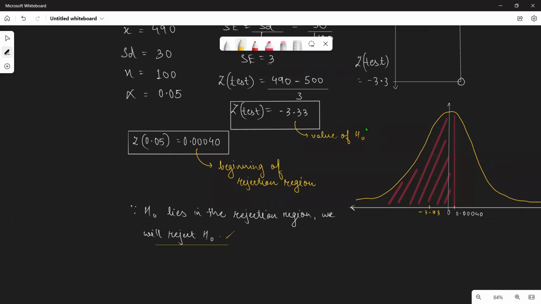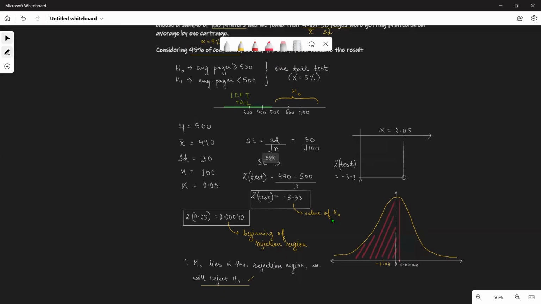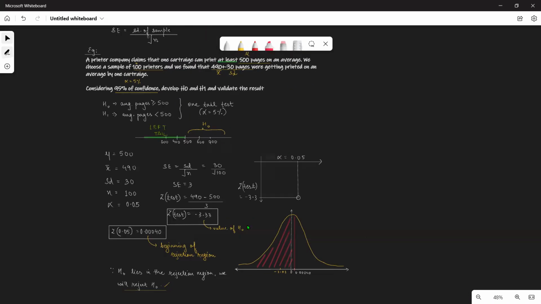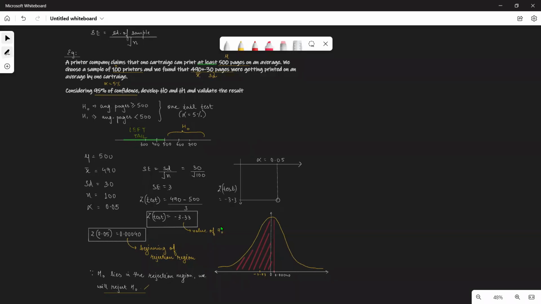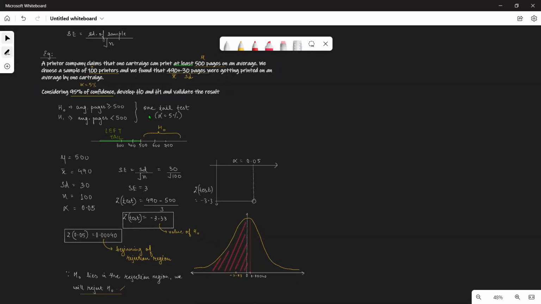Does that mean we accept the alternative hypothesis? Yes, we accept the alternate hypothesis. But usually we don't say that. We either say that we reject H naught or we accept H naught. So this was one example.